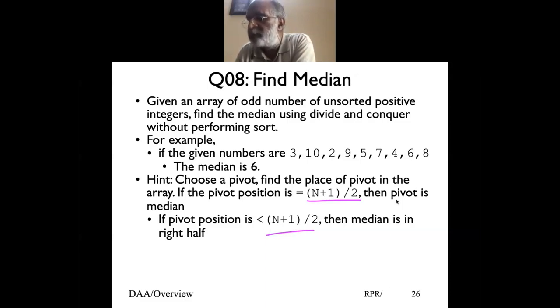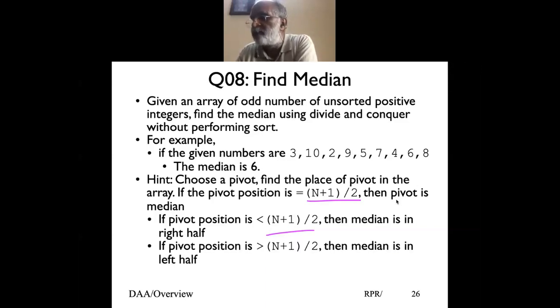If I take 3, it would divide so that only 2 would be the first one and the rest would be more. So I know my median would be in the remaining part. And if the pivot happens to be in the other part, then I know the median would be in the left half. So every time I do this, I'm halving my problem size. But each time, I need to look at all the elements.